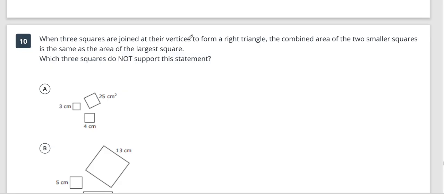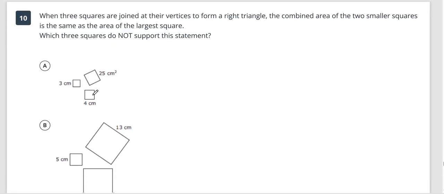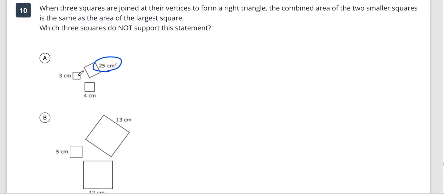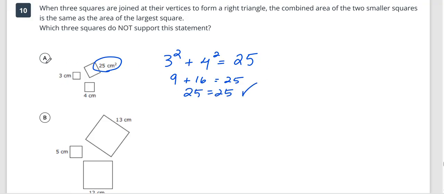When three squares are joined at the vertices to form a right triangle, the combined area of the two smallest squares is the same as the area of the largest square. Which three squares do not support this statement? Okay, let's see. So when it's like this, guys, it's already area. So these two, you'd have to go 3 squared plus 4 squared is equal to the area of 25. Is that true? Let's see, ready? That's 9 plus 16 is equal to 25. Why didn't I square this one? Because it's already squared. You see it? So there's 25 equal to 25. Check. That one is true.